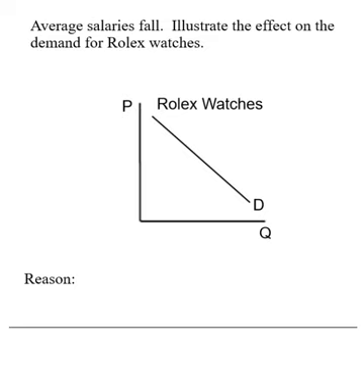So go ahead and draw a D like that, and then you're going to label it D for demand. And the last labeling you'll need is the name of the good. So in this situation, the good we're focusing on is Rolex watches, so you have to write that on the top. Okay, once you've labeled everything, let's read the scenario again. Average salaries fall. Illustrate the effect on the demand for Rolex watches.